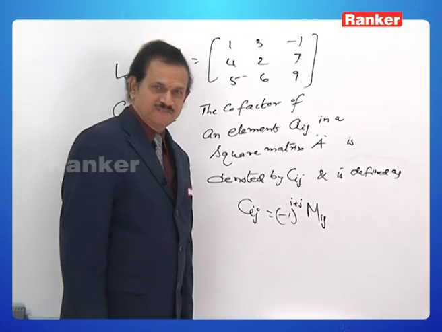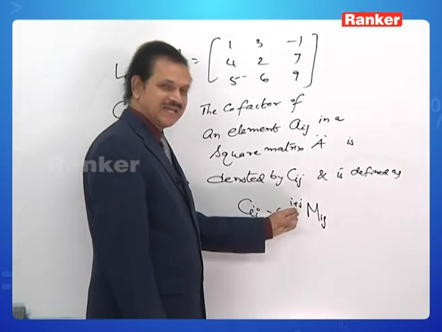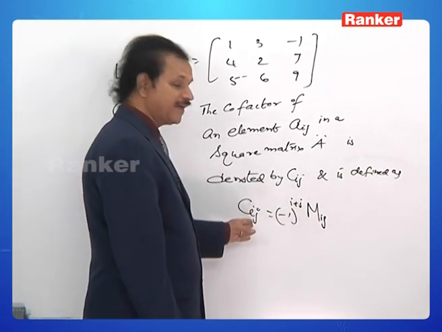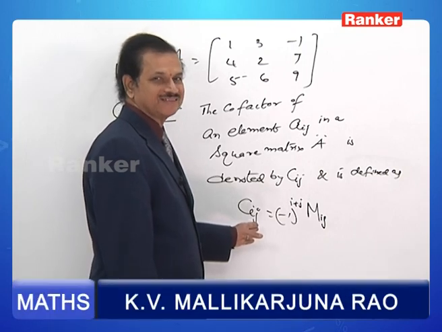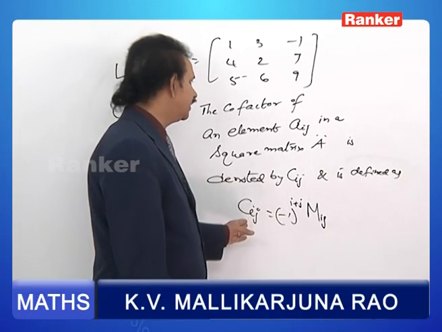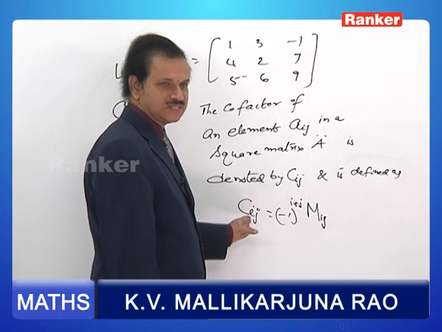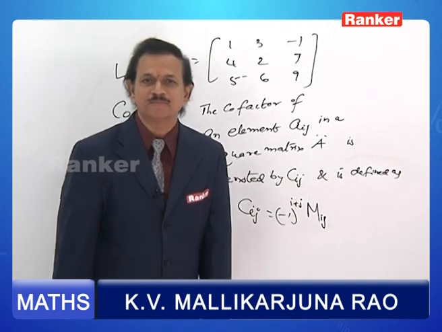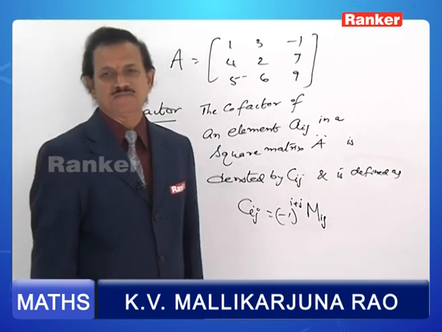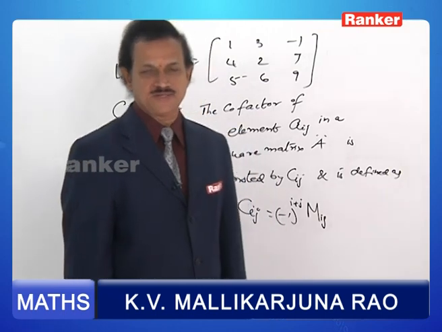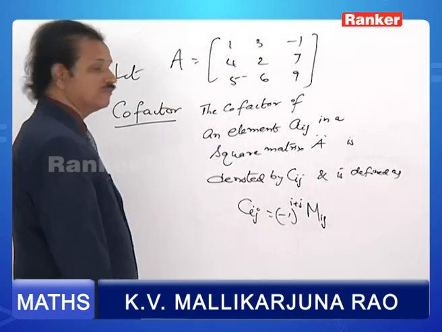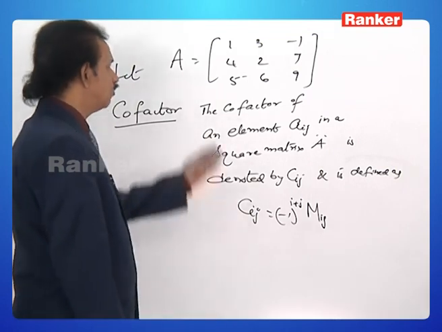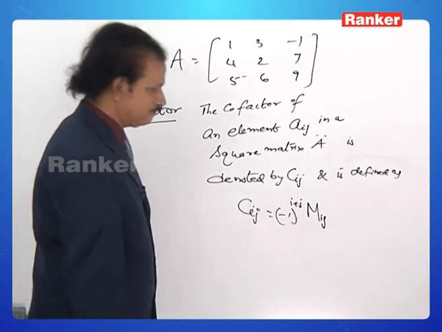Please understand the definition carefully. Minus 1 whole power i plus j. What do you mean by i? The row in which the element is present. j, the column in which the element is present. The element for which we are ready to have the cofactor. That is minus 1 whole power i plus j into Mij. What is Mij? Previously we have noted it. Minor of the element Aij. This is the definition of cofactor, and it will be quite convenient for us to have the cofactors of all the elements in A.